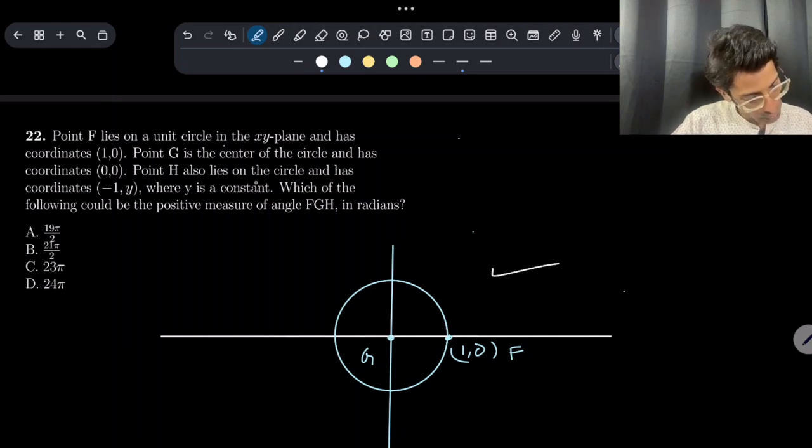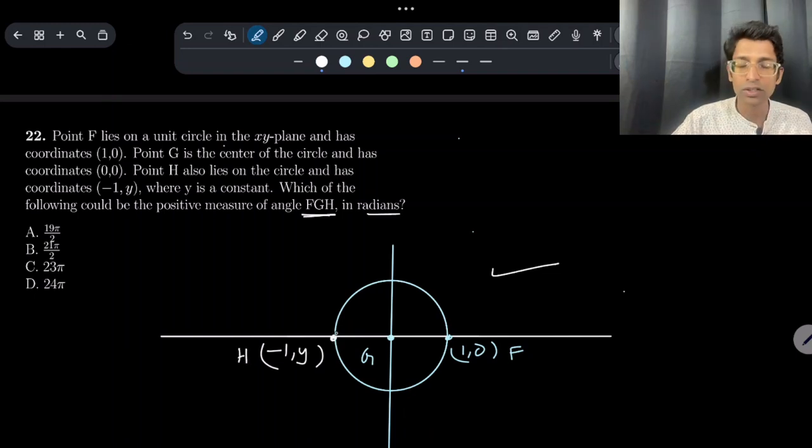Point H also lies on the circle and has coordinates -1, y, where y is a constant. Which of the following could be the positive measure of angle FGH in radians? Alright, so he's telling you that point H lies on the circle and has coordinates -1, y. The only possibility for H is this point. It cannot be anywhere else.